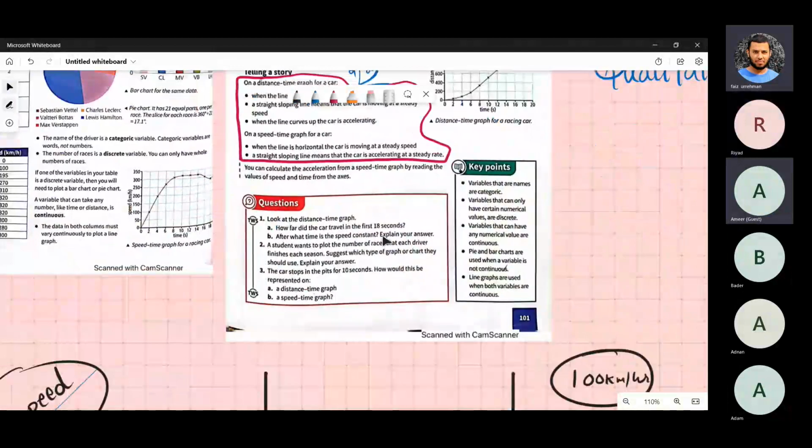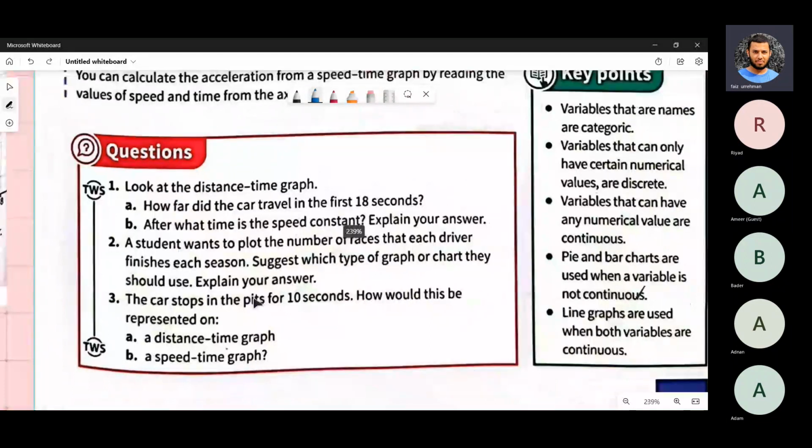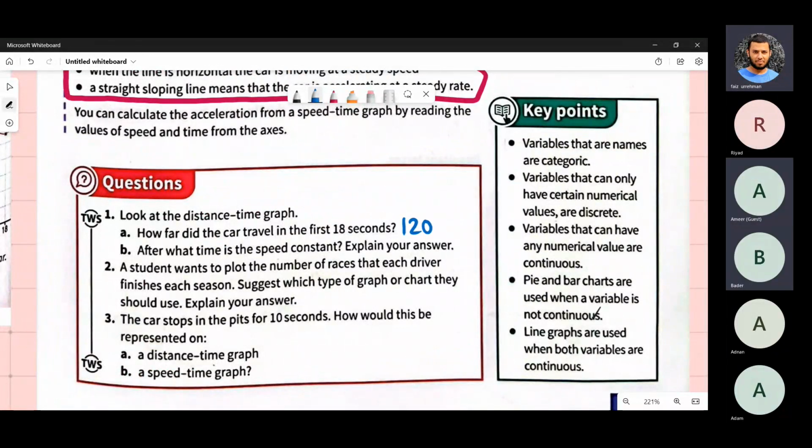1,200 divided by 18. Okay, the distance. How far? It's asking the distance only. It's not asking speed. How far did it go after 18 seconds? 1,200 meters. Give me the answer with the unit. Meters.